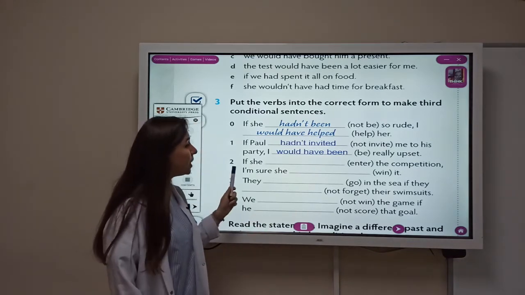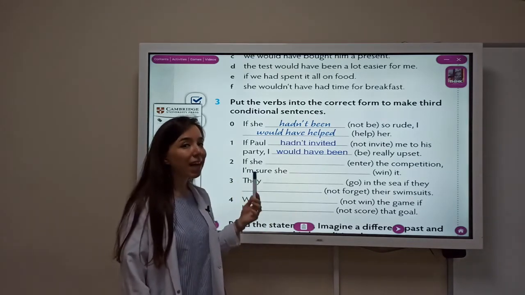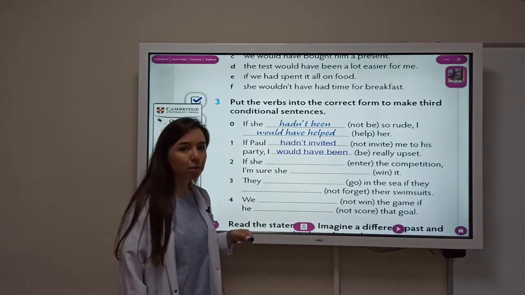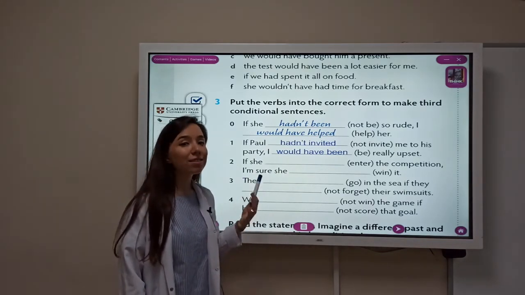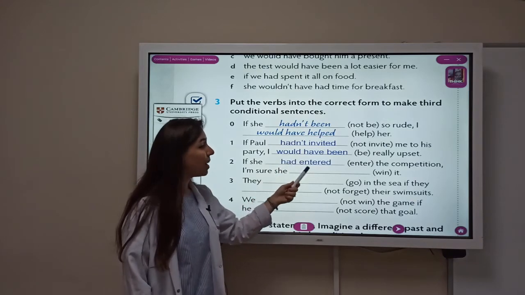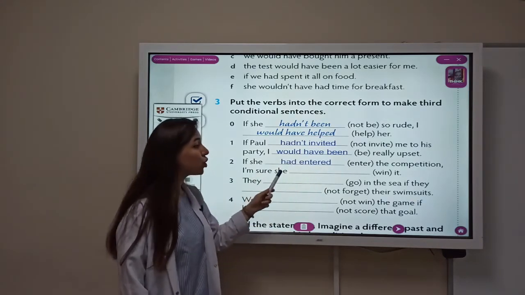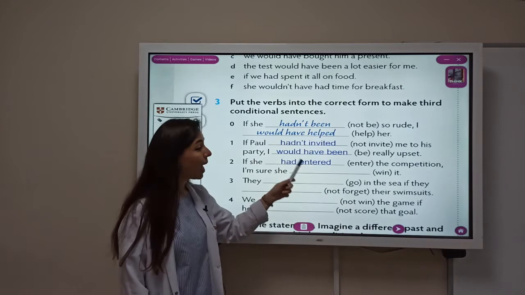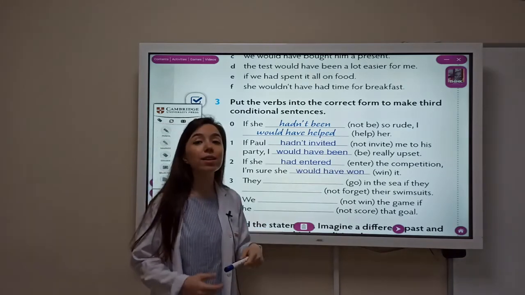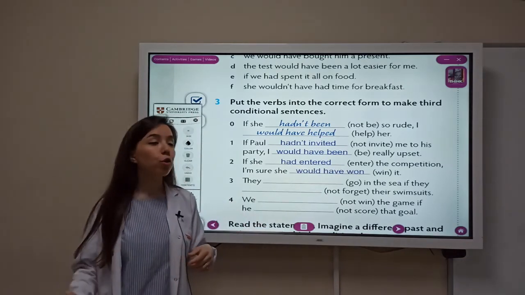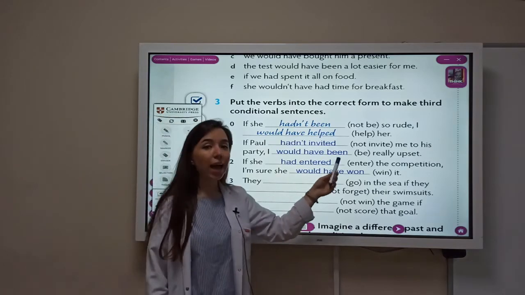Again, for the second sentence we are going to write had plus the past participle form, yes, because it's past perfect. If she had entered the competition, I am sure she would have won it. So, we write would have won it.